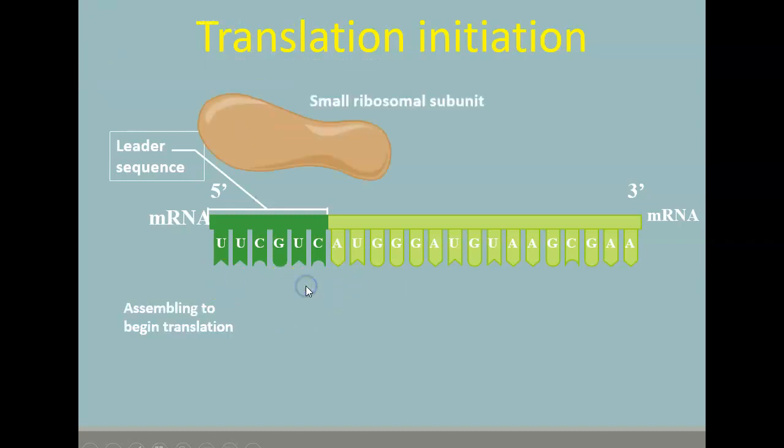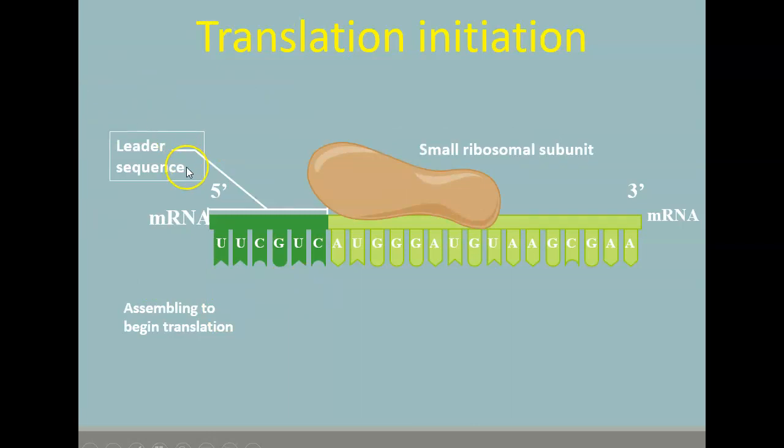So in order to begin translation, we have a small ribosomal subunit which will attach to our messenger RNA, and we will have the first amino acid dropped off. This is the universal start codon. It codes for an amino acid called methionine. So AUG is the codon that always tells us we're ready to go, we're ready to start the process.